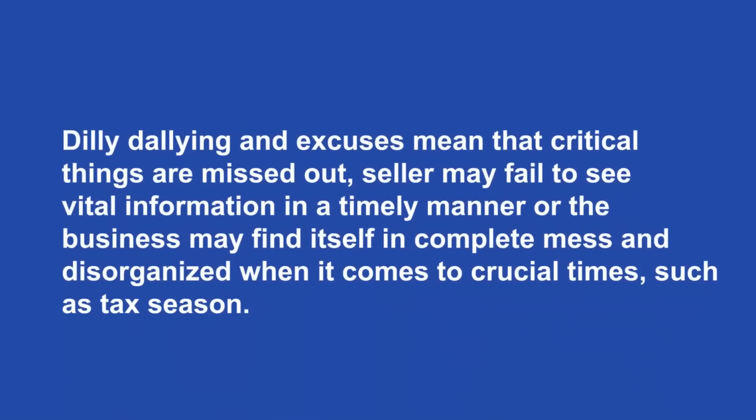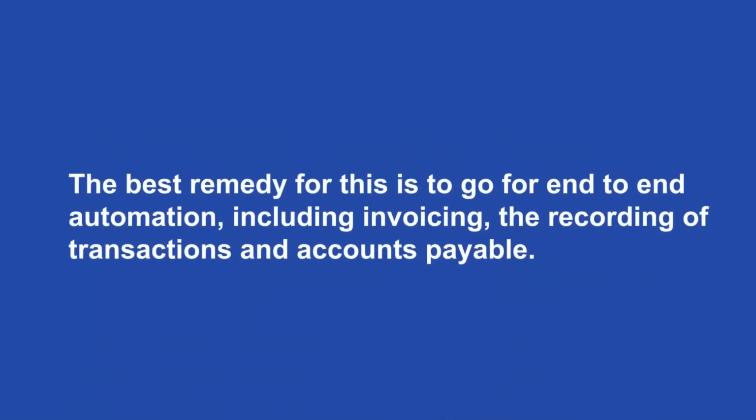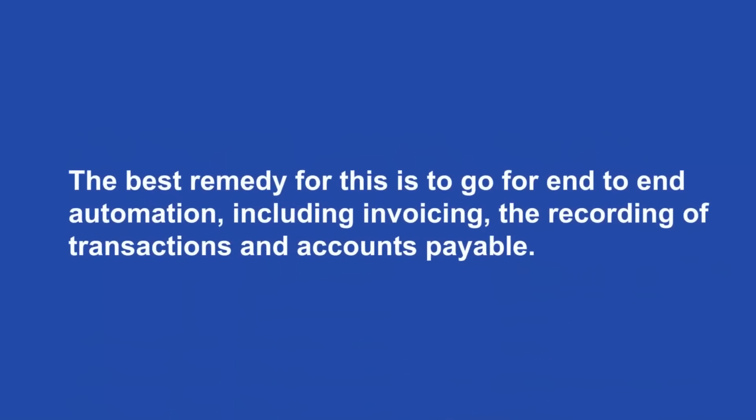Delaying and excuses mean that critical things are missed out. A seller may fail to see vital information in a timely manner, or the business may find itself in a complete mess and disorganized when it comes to critical times such as tax season. The best remedy for this is to go for end-to-end automation, including invoicing, the recording of transactions, and accounts payable. So these are the habits and processes that you can implement in your Amazon business to make sure you prepare your tax and file on time.